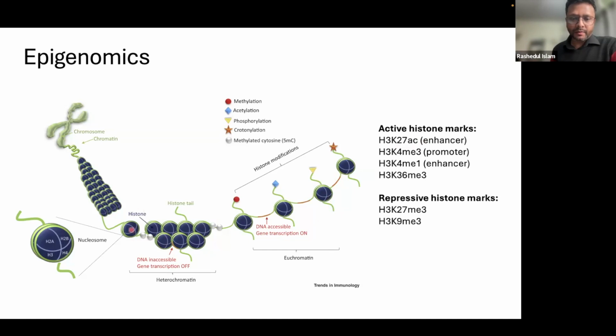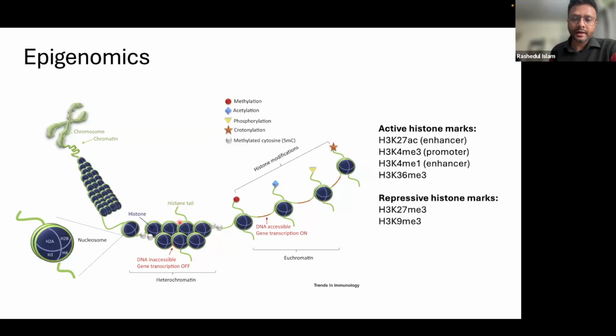And this part of the genome is called heterochromatin, where the DNA is tightly packed with the nucleosomes, and that DNA is not accessible for transcription factors to bind because it is very tightly packed. So there is no transcription in this location. These are called transcription-off, heterochromatic regions.